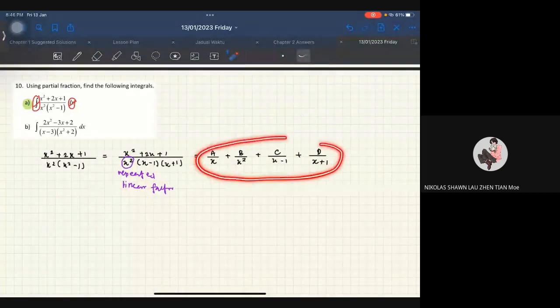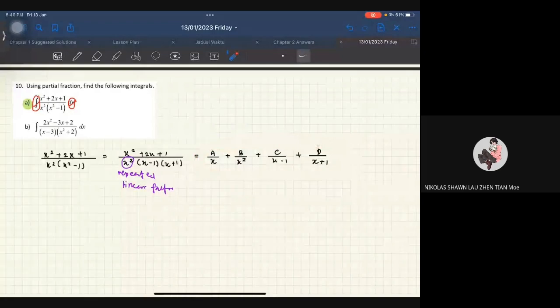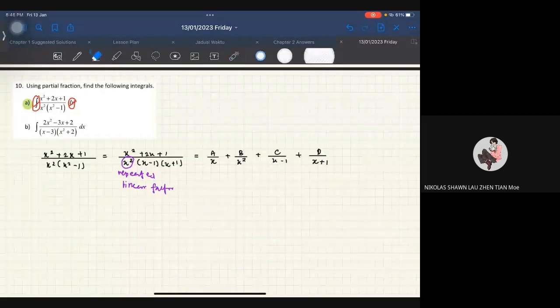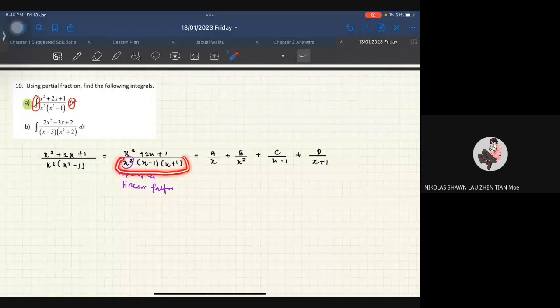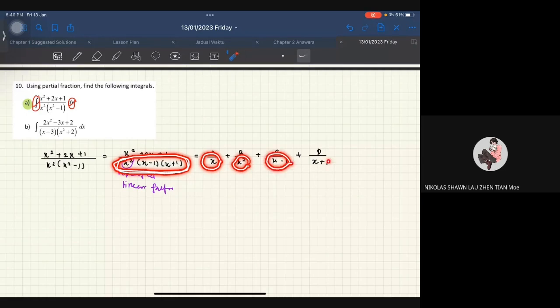Okay, so ini baru kita express dia into partial fraction. So now what do we need to do? Kita nak kena samakan dia punya denominator. Okay, so macam mana nak samakan denominator? So you just need to remember one thing sahaja. Sekarang ni, this is what we want to have. Ini apa yang kita nak. Okay, tapi ini apa yang bahagian bawah kita ada.